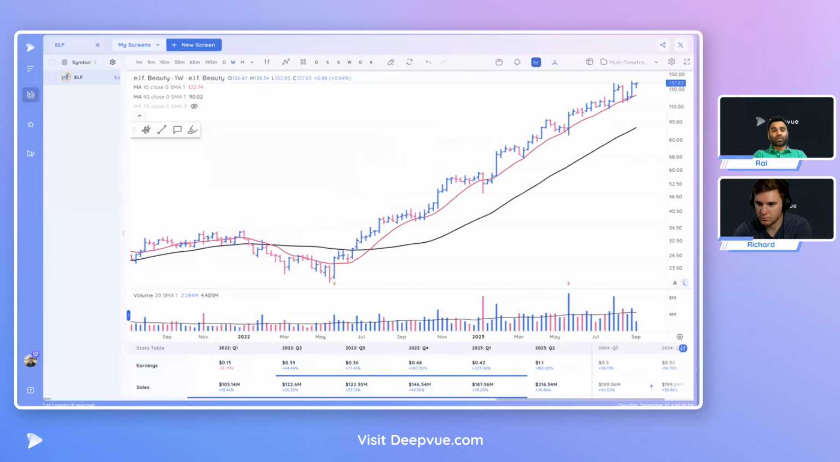So let's go to ELF. This one's a recent one. This company is in the beauty cosmetics space, and it set up in the 2022 market, and now it's acting completely different in the 2023 market that we see. So a lot of this base building was done, and this consolidation up the right side, and you can see how the 10-week line is just insulating price all the way from 34 to 137.